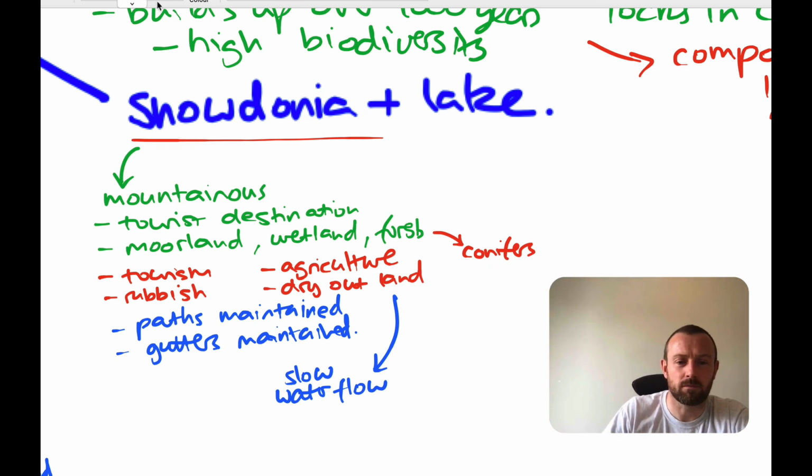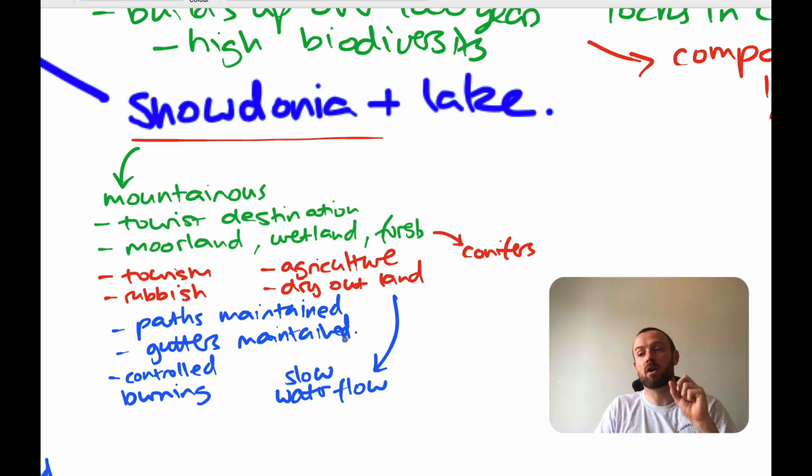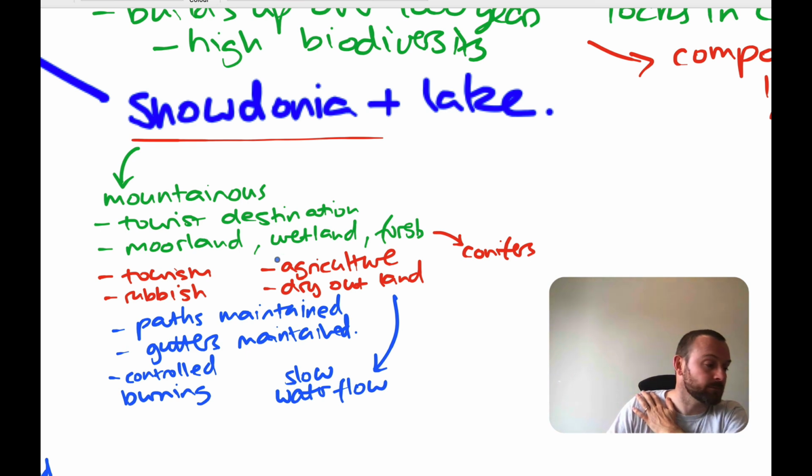And then we've also got controlled burning, which can reduce the impact of large fires. If you burn frequently, with often small fires, it reduces the chance of really big dangerous fires happening. Okay, so that's Snowdonia. And now we look at the Lake District.